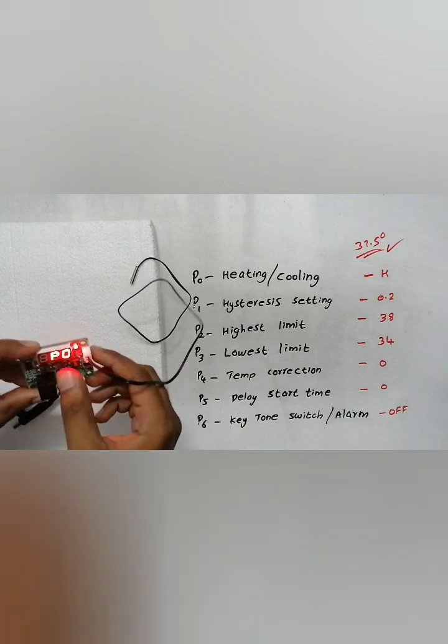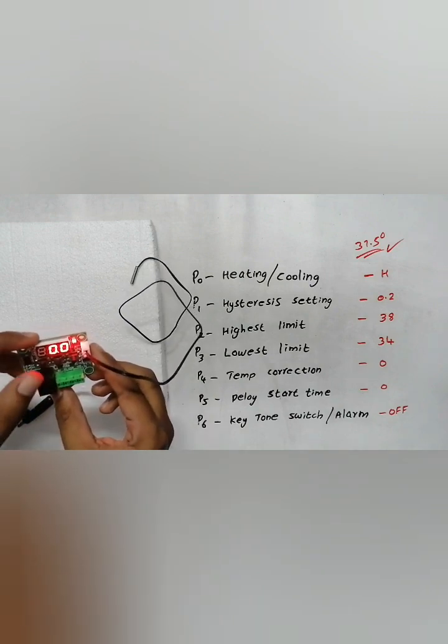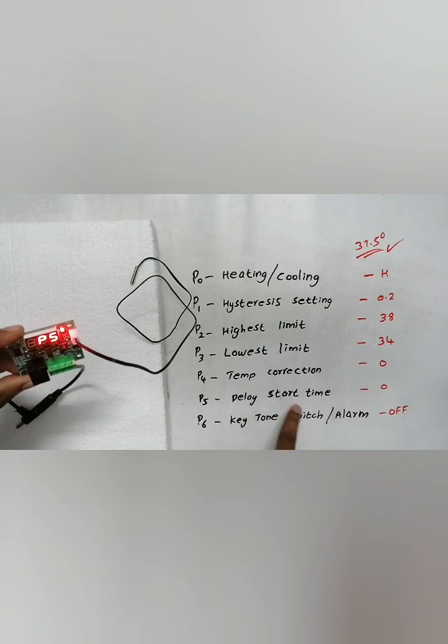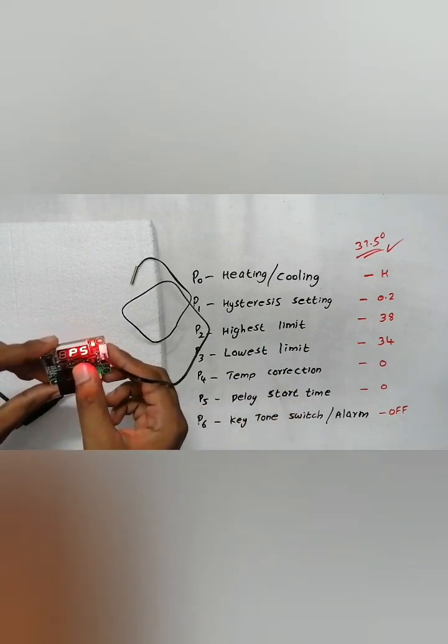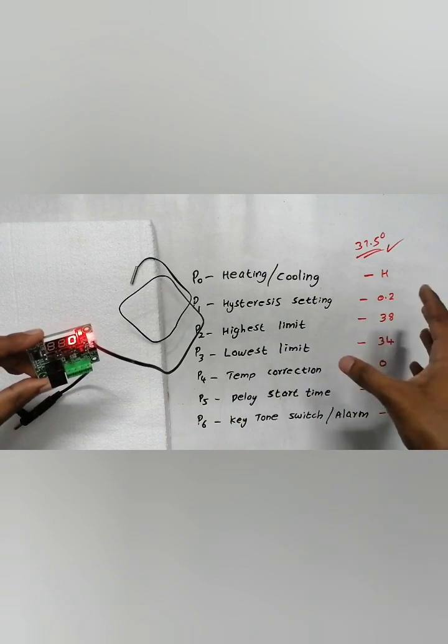Now I am going to set P4 as 0. So we set P4 as 0, and then I am going to set P5 as 0 only.